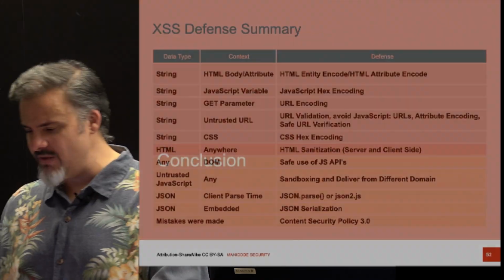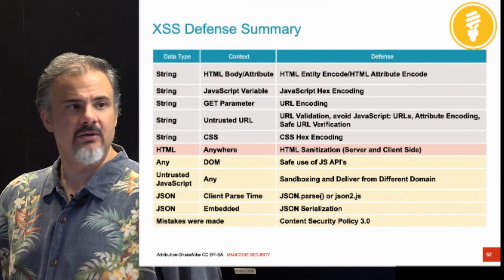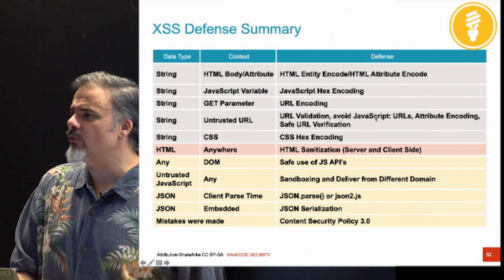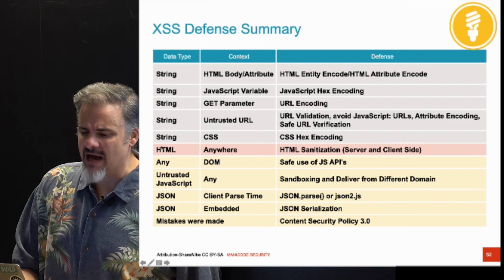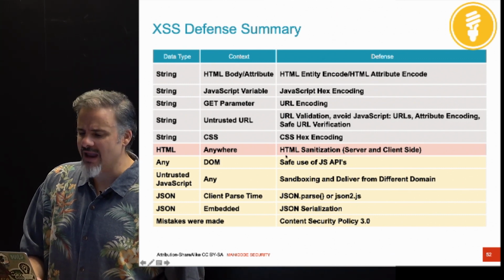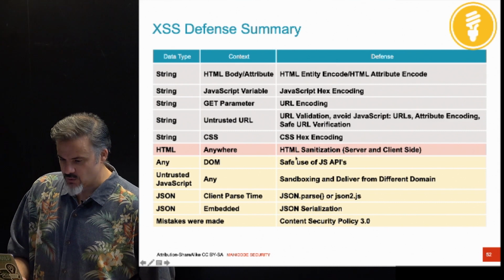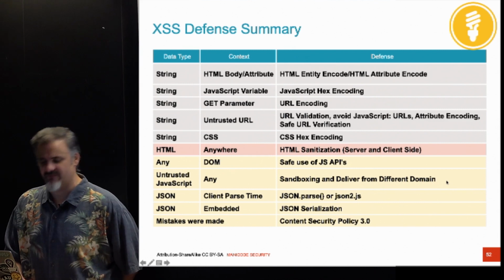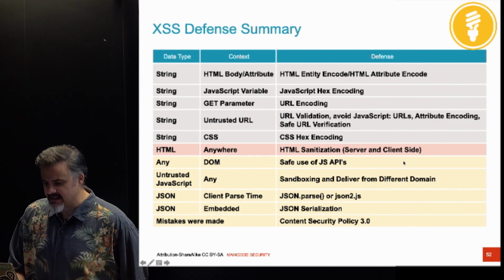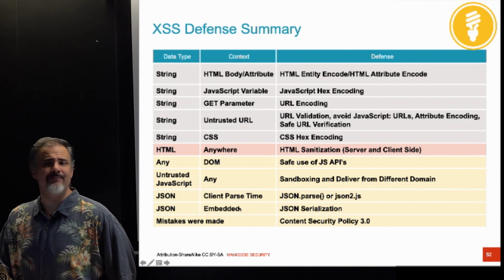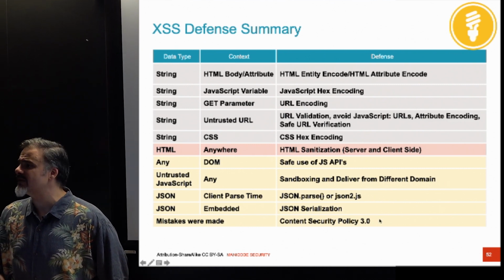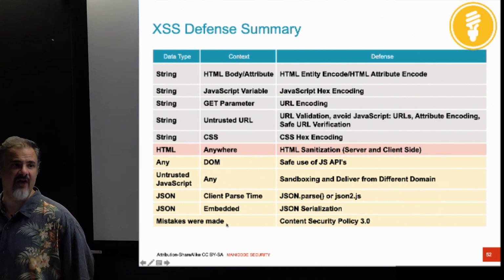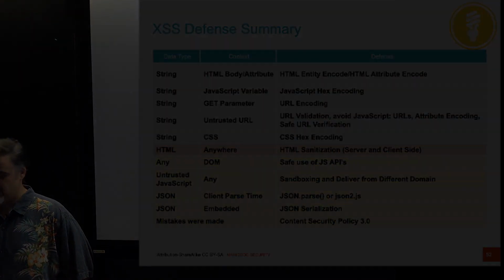Let's look at the conclusion here. So we went through all of this in this presentation, right? We talked about if you have a string, escape it. If you have a URL, it must only be a JavaScript URL. If you're allowing users to author HTML, we have to do HTML sanitization. We have to use JavaScript safely. We should sandbox any potentially dangerous content from third parties. Parse JSON correctly. Serialize JSON if you're going to embed it, and use content security policy in case any mistakes are made so you can still protect the website if other defenses don't exist in your code.